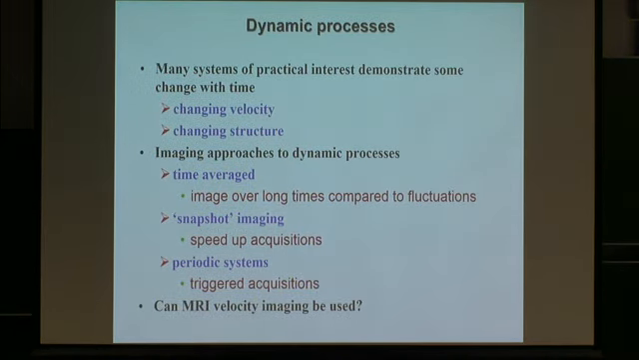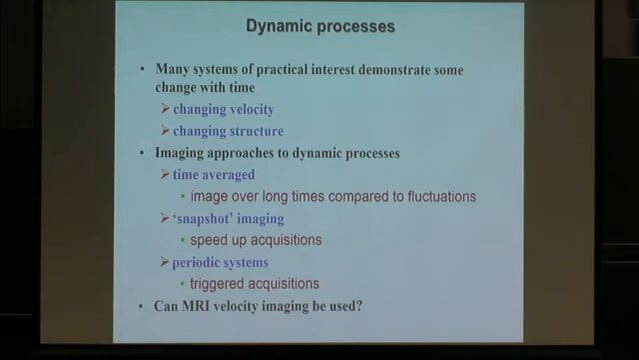Right, but we're particularly interested in looking at dynamic processes. Many systems of practical interest are changing over time, as I've said before, either just changing velocity or often with structural changes as well. So there are different approaches we can take. One might be, if we've got something that's changing, to just do a time average measurement instead. So our imaging time will be over a timescale which is long compared to any temporal fluctuations we've got in our system.